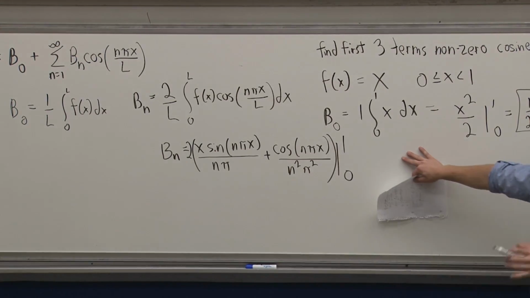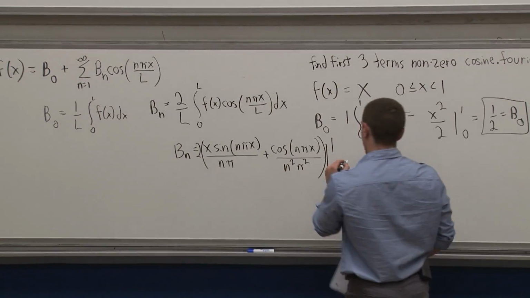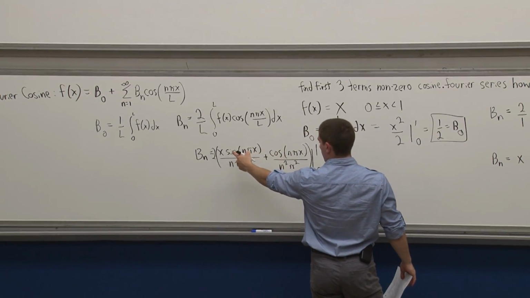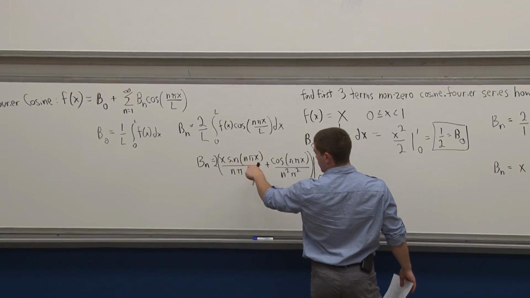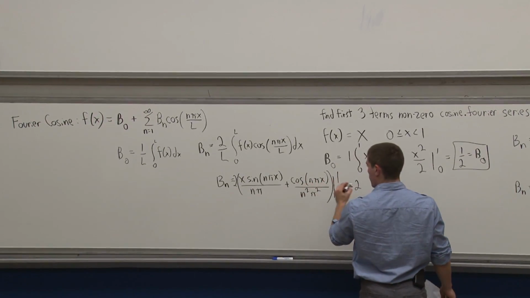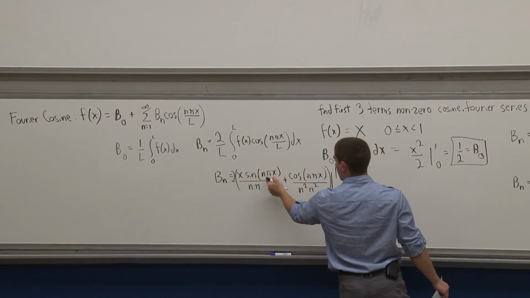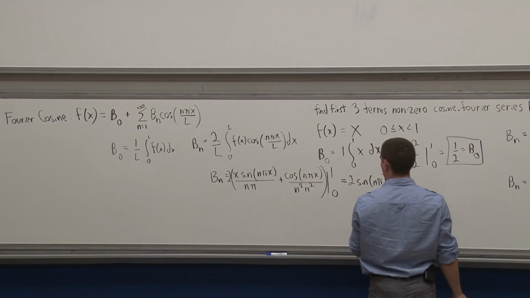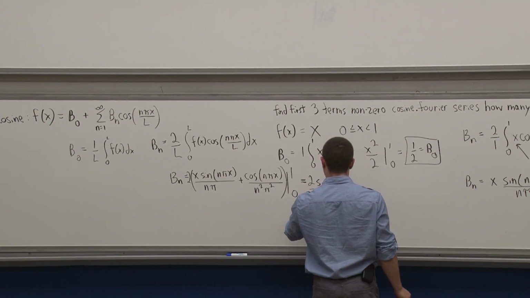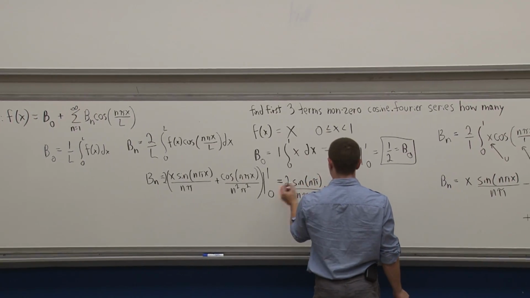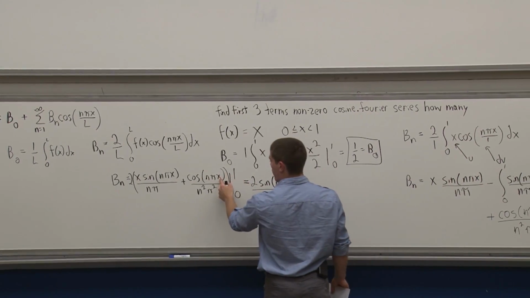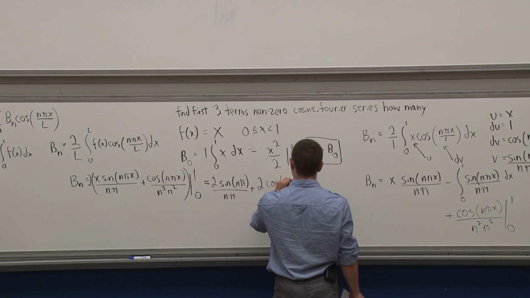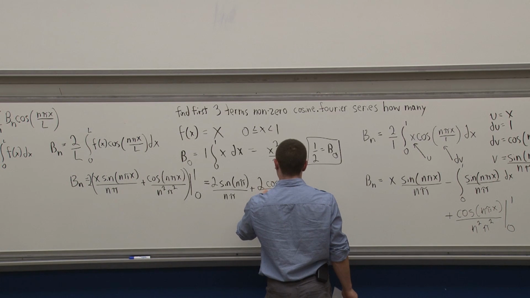OK. So now we're going to solve this once we put in 1 and 0. All right. So if we put in 1, we get, hold on, 2. Put in 1, this turns into a 1. Sine of n pi over n pi plus, still factor in that 2, 2, put in a 1 there. You get cosine of n pi over n squared pi squared.